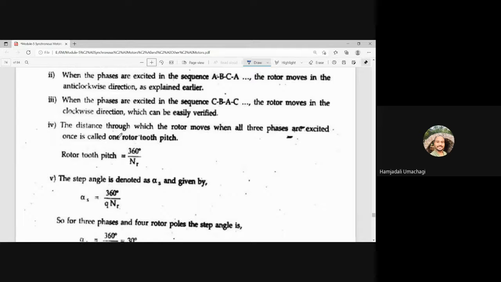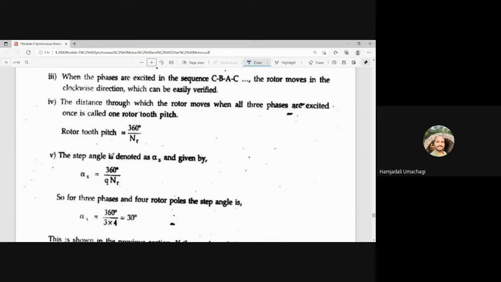Okay. Then the fourth observation is the distance through which the rotor moves when all the three phases are excited once is called one rotor tooth pitch. So if we excite all the three windings, whatever the distance covered by the rotor, we call it one rotor tooth pitch, and it is given by the formula rotor tooth pitch is equal to 360 by NR, where NR refers to the number of rotor poles.